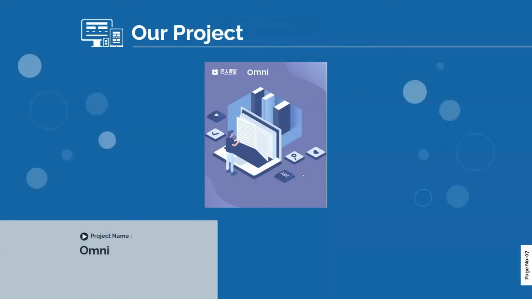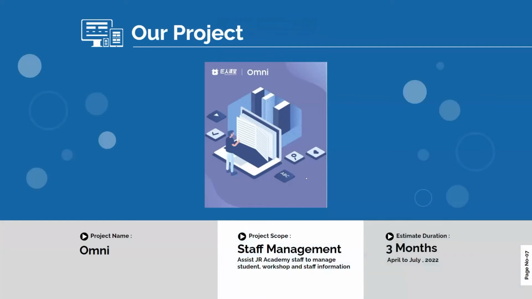The Omni project is a project that should develop an online learning management system that assists staff to visualize the school's curriculum and student information. It assists JR academic staff to manage student workshop and staff requests. The estimated duration of this project is 3 months, from April to July.